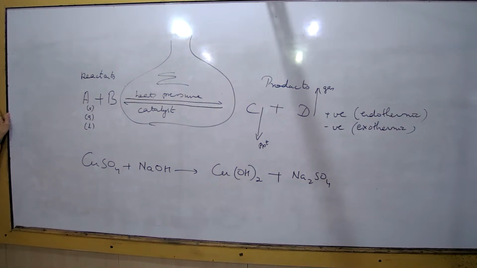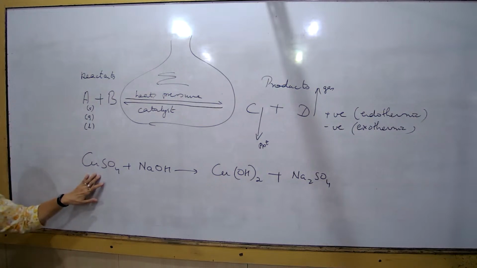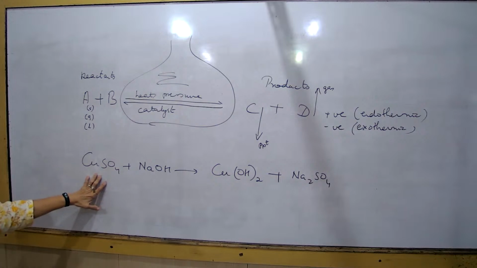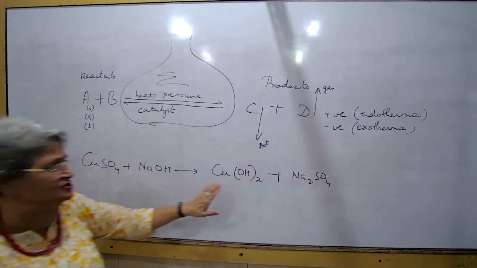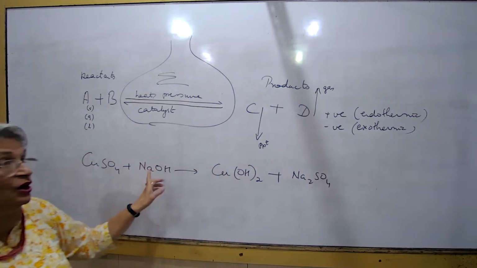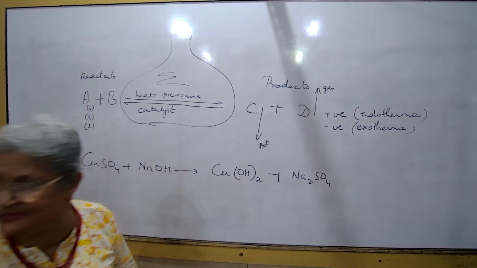Matter can neither be created nor destroyed. It can only be converted from one form to another. So copper sulfate, I know to balance. So copper sulfate got converted to copper hydroxide, and sodium hydroxide got converted into sodium sulfate.